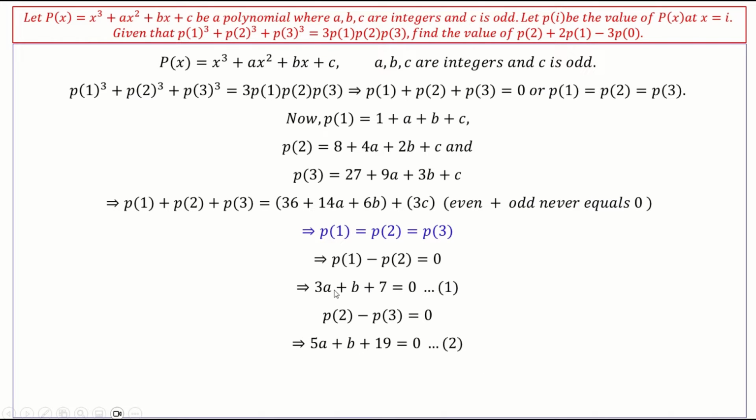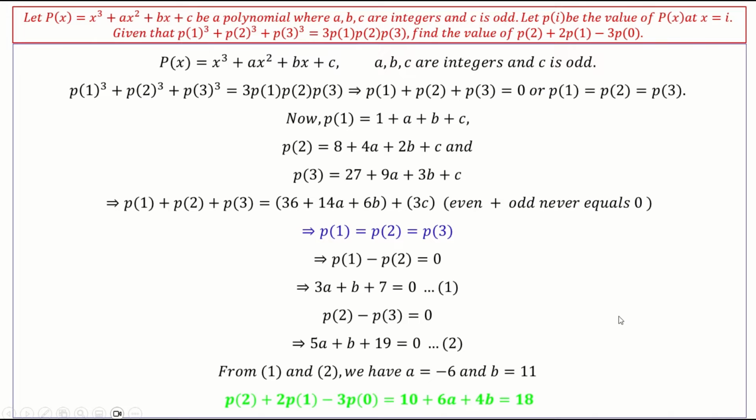From these two equations, if I subtract, I will get the A value, right? I can calculate the A value and substitute, then I'll get the B value. So A is minus 6, B is 11. These are the two values I derived. So just find out P2 plus 2P1 minus 3P0. Then it's very simple. It is nothing but 10 plus 6A plus 4B, which, if I substitute the A and B values, I'll get 18. So this is the answer.